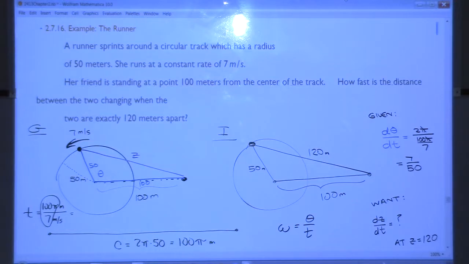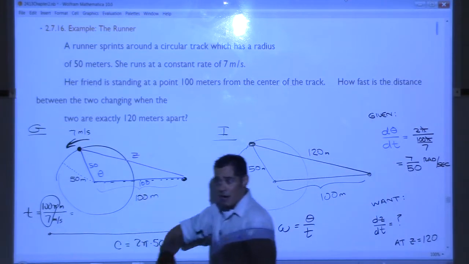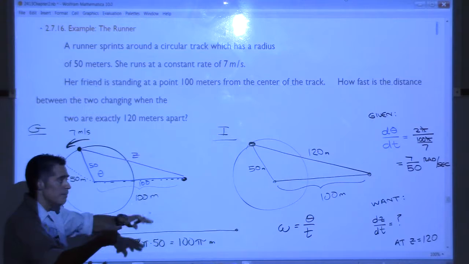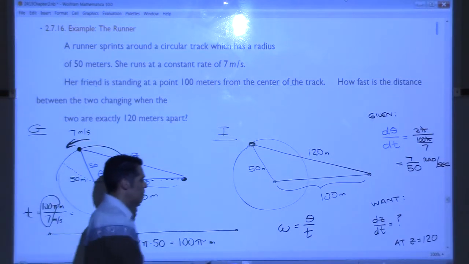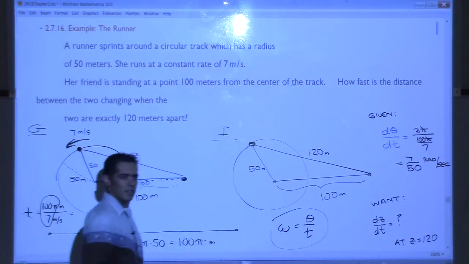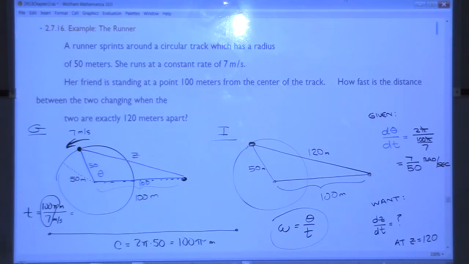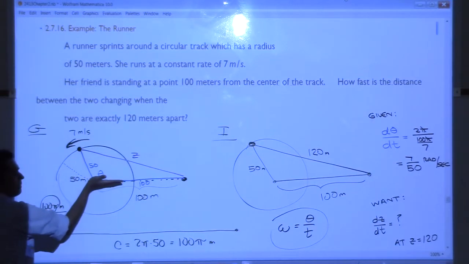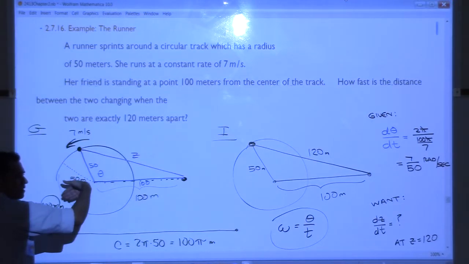Now, very important. What are my units here? Radians per second. It's not degrees, because we said 2 pi, right? 2 pi was the angle. We didn't say 360. In fact, this formula doesn't work in degrees. The formula changes, and anytime we used those formulas in pre-cal, we always had to be in radians. All right, we know that this changes at 7 divided by 50 radians every second. That's how fast that angle is changing.